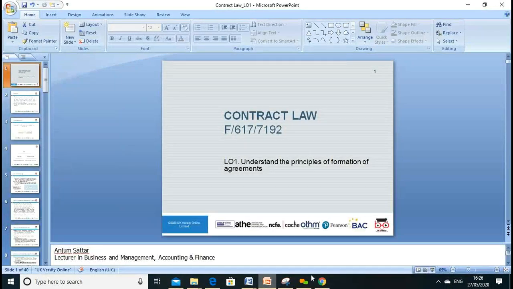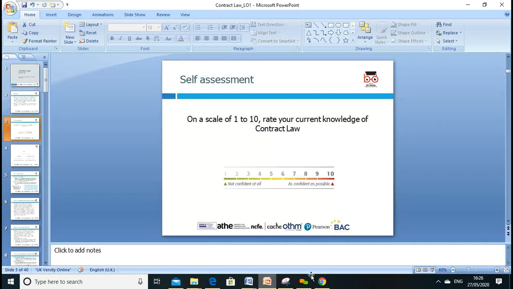So let's start. A couple of you have already rated yourself, your knowledge of contract law, between 5 or 6. Wherever you rate yourself, at the end of the lesson you can reflect on anything new you learned and carry on. Reflective practice is always good from a learning perspective.